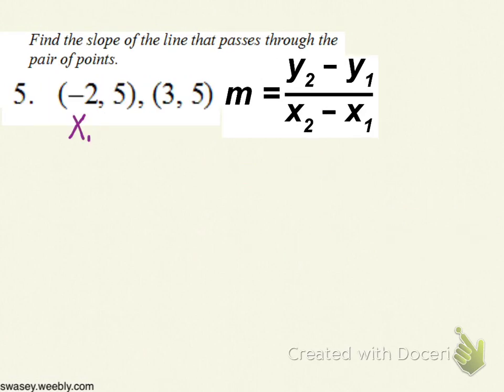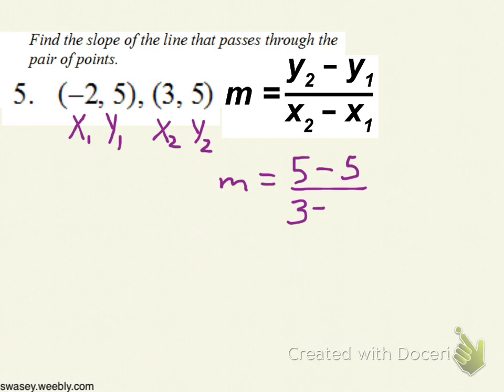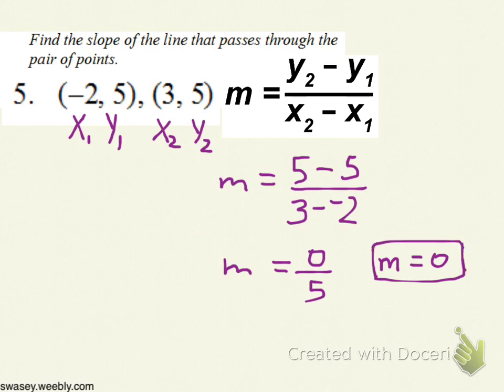Label your points. Substitute into the slope formula. We have 5 minus 5 on top, 3 minus -2 on the bottom. So that gives us 0 over 5. If the top of the fraction is 0, then your slope is 0. Your final answer is 0.